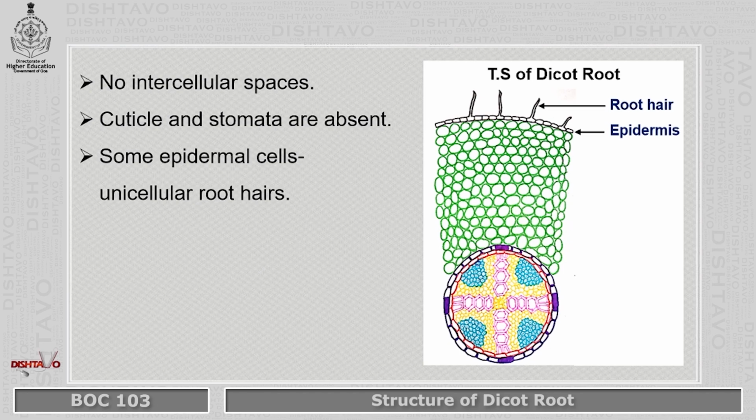There are no intercellular spaces in between them. Here you can see the cells are tightly packed. Cuticle and stomata are also absent. Some epidermal cells come out, here you can see some epidermal cells come out to form unicellular root hairs.